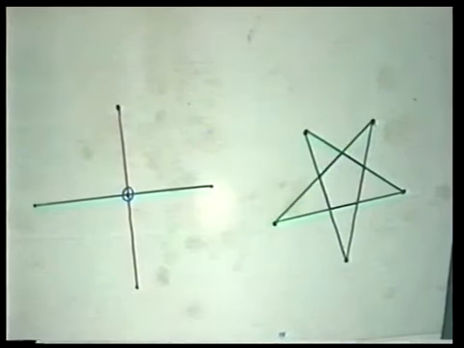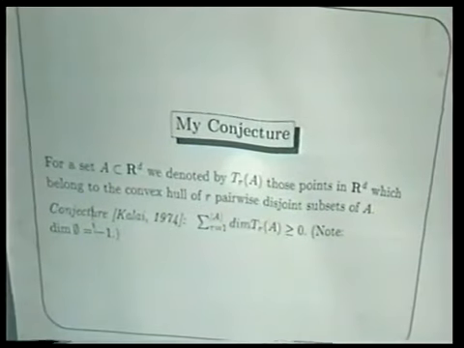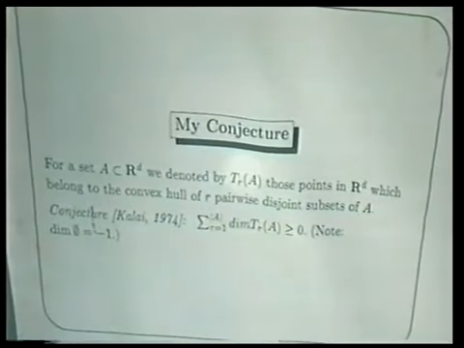So is this clear? So this example leads quickly to the following conjecture, which is my conjecture. This is a conjecture which I made 25 years ago, and it says the following. Suppose, and as you can see, the point here is to consider not generic position, but very special point configurations. So suppose you have a set A in R^d, and we denote as before T_r of A those points in R^d which belong to the convex hull of r pairwise disjoint subsets of A.